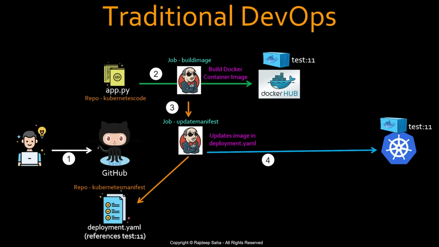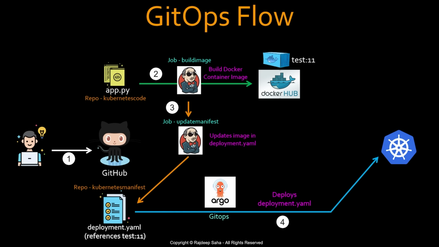Well, let's say if someone goes and deletes the deployment in the Kubernetes cluster, it is not going to remediate automatically. You need to somehow get alerted, and then you need to rerun this update manifest Jenkins job to push the changes back to the Kubernetes cluster. Whereas with GitOps, as soon as something changes in the cluster, GitOps will immediately detect that the cluster is out of sync with the GitHub repository, and it will immediately bring up the deployment.